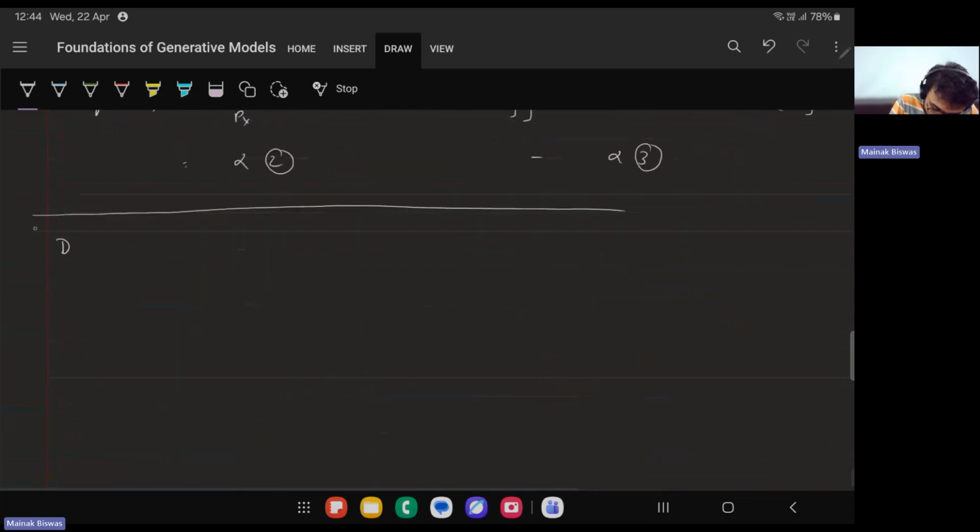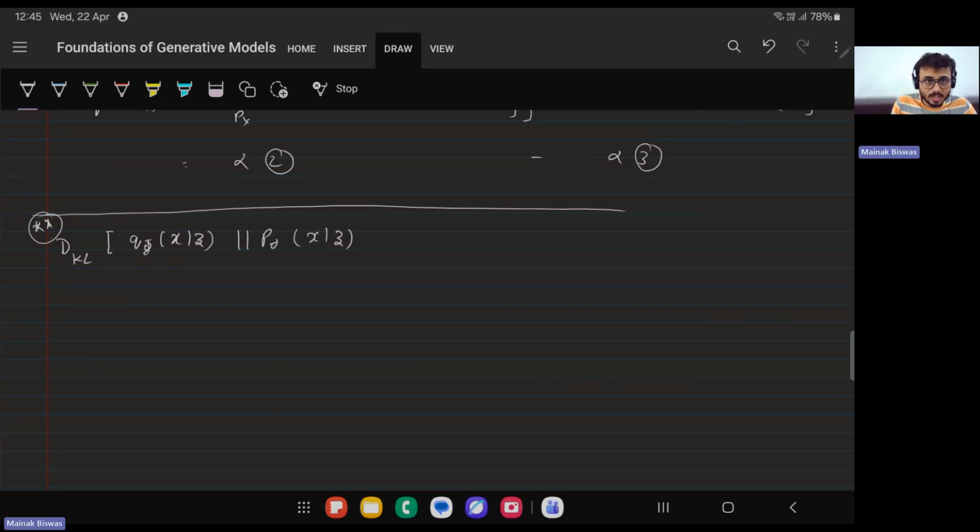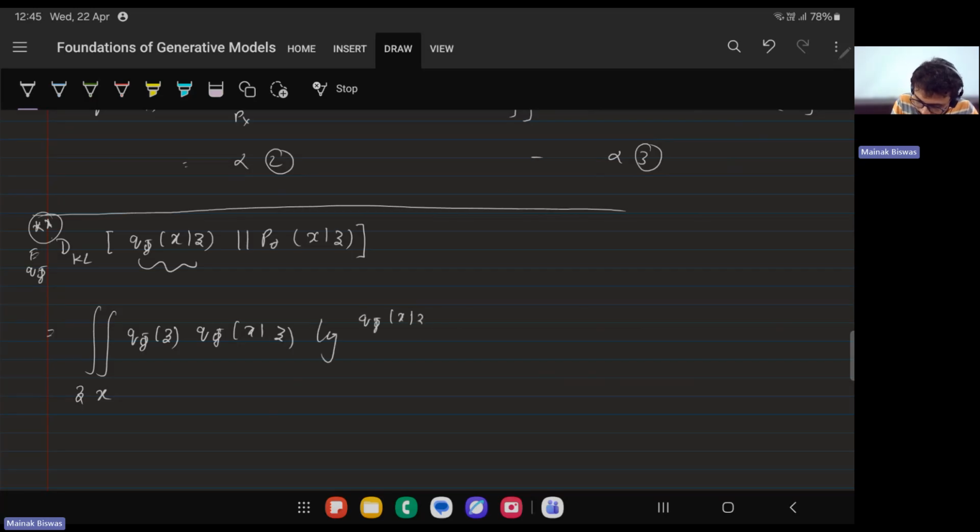So double star is the KL divergence of, what is it? q phi of x given z and p theta of x given z. All I want is for p of x not to be in this term. It should be all in terms of z given x for the encoder and x given z for the decoder. Okay, so let us write this down. It is q phi of z, this is over z and this is over x, q phi of x given z, log of q phi of x given z over p theta of x given z, right?